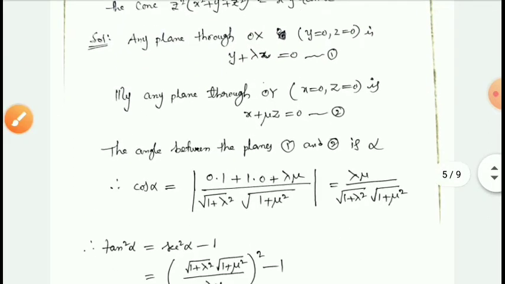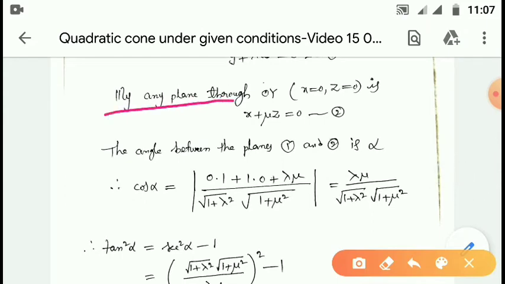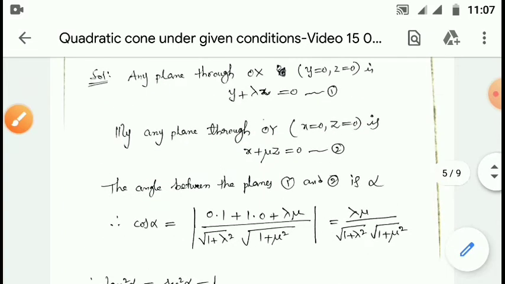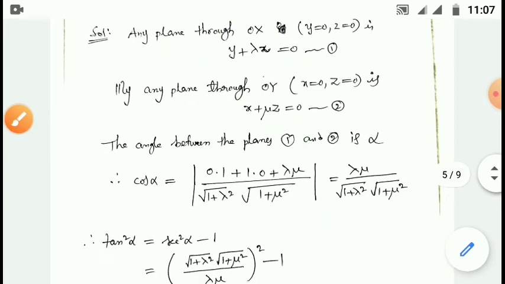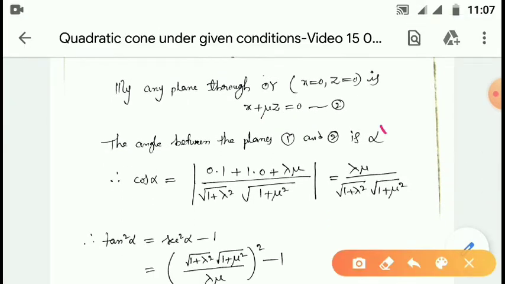Similarly, any plane through OY, x is equal to 0, z is equal to 0, is x plus mu z is equal to 0. So this is the equation of a plane passing through the x-axis, and this is the equation of a plane passing through the y-axis. Here lambda and mu are parameters. So actually it is given that the angle between these two planes is alpha. So the angle between planes 1 and 2 is alpha.